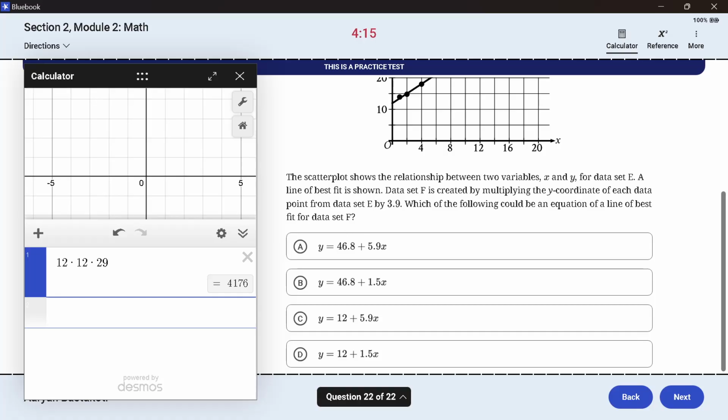The scatter plot shows the relationship between two variables x and y for dataset E, with a line of best fit. Dataset F is created by multiplying the y coordinate of each data point from dataset E by 3.9. Okay, for these kinds of questions, you choose a point and multiply its y value. Which of the following could be an equation of best fit for dataset F?